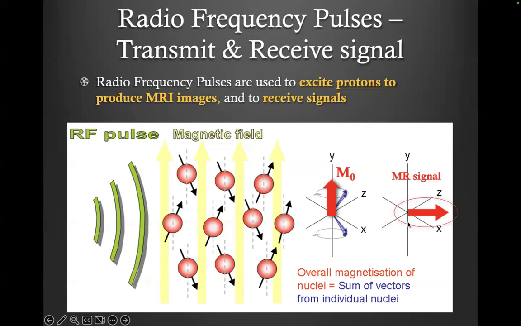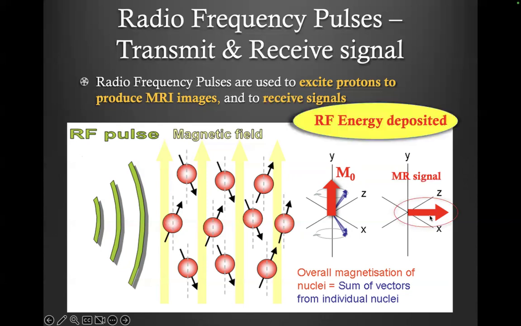And that's essentially what your MRI signal is coming from. The only problem is that when you deposit RF pulses, there's going to be a lot of RF energy being deposited into the person. And that problem is even more problematic for a large participant.